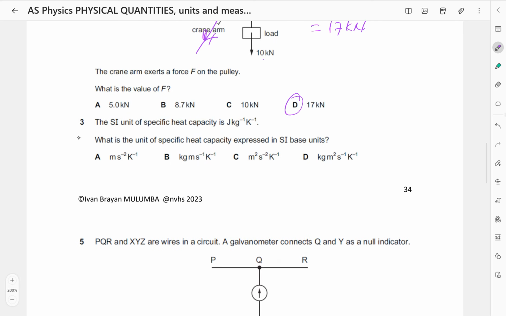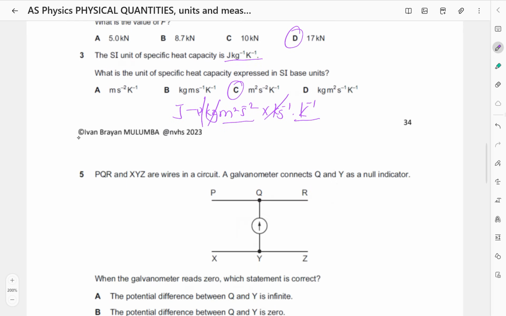The SI unit of specific heat capacity is joules per kilogram per Kelvin. We have answered this question. It's already C because the joule is the same as units of energy, which is kilogram meters squared per second squared. Then I multiplied this by per kilogram, then times per Kelvin. So per kilogram cancelled out with the kilograms, remained with the meters squared per second squared per Kelvin. So the answer is C.